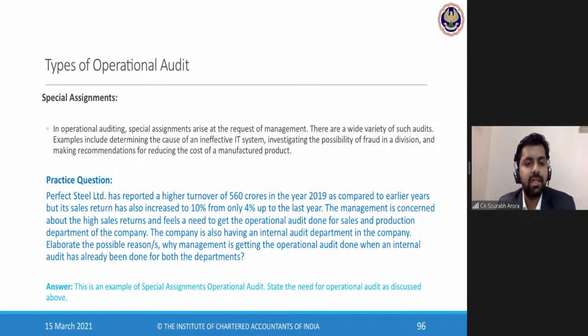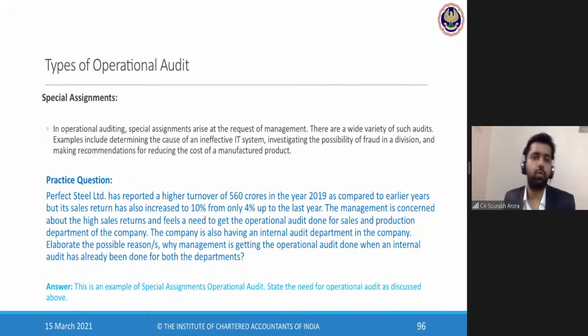Perfect Steel Limited has reported a high turnover, 560 crores in the year 2019, as compared to earlier years. But its sales return has also increased to 10% from only 4%. So 10% is a very high level of sales return. The management is concerned about high sales return and feels a need to get the operational audit done for the sales and production department. The company also has an internal audit department.